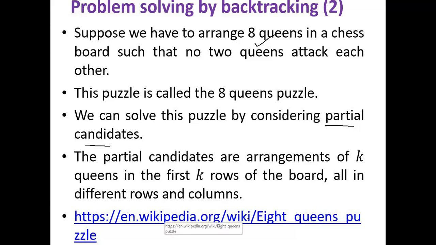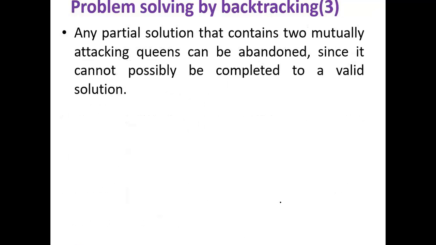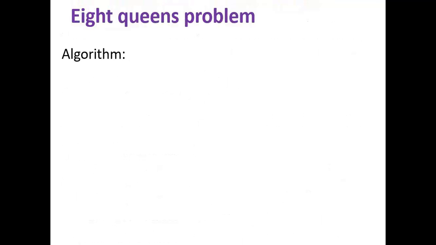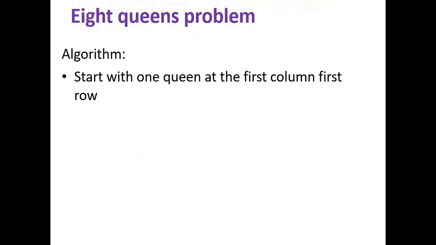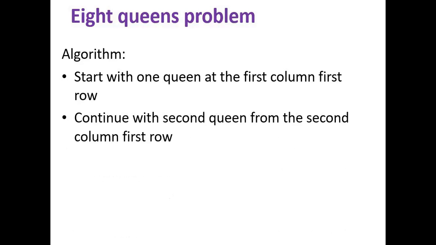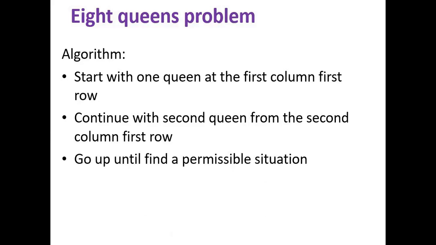If you want to understand the theory behind this 8 queens problem, this is the Wikipedia link. You can go for it. This is the algorithm actually. Start with one queen first, first row, first column. Then you place the second queen in the second column, first row. If there is a problem, if they are attacking each other, then you change the position of the first queen. Until you get a permissible solution, you have to go back and solve.